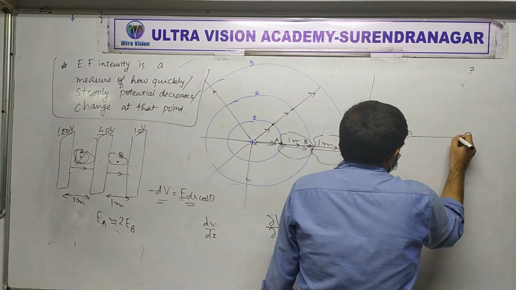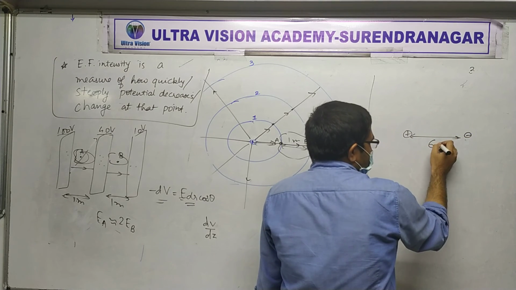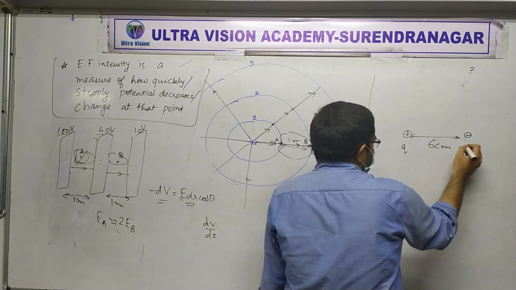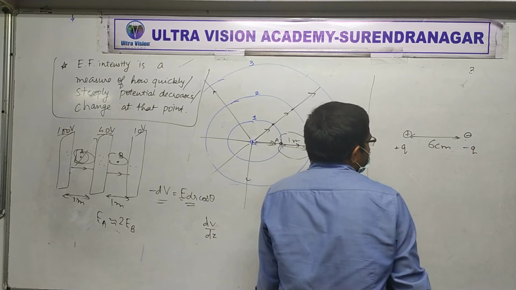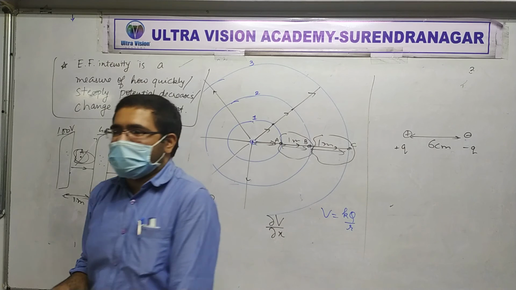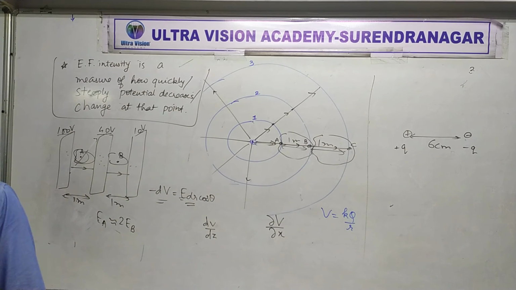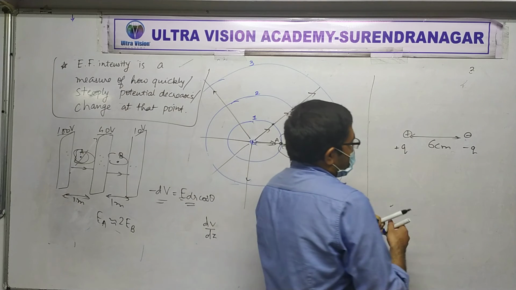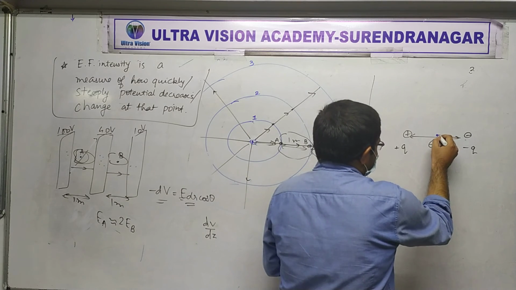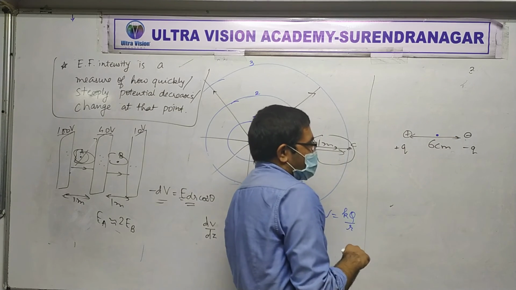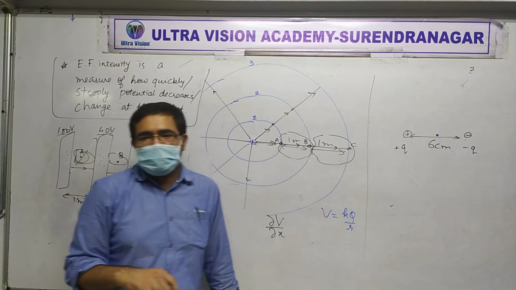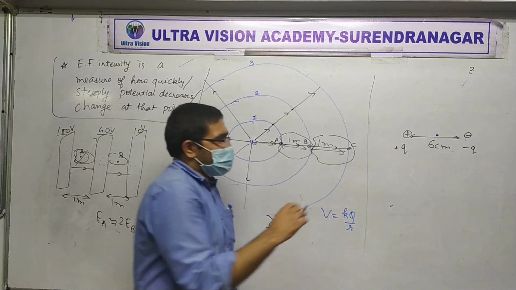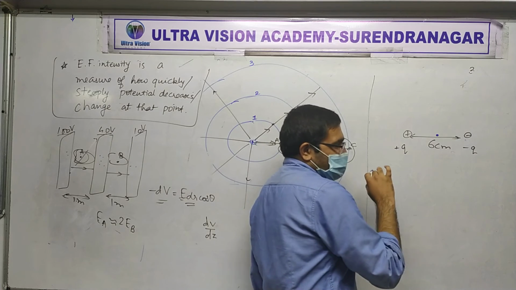Suppose these are the two charges, at a distance of 6 cm, plus Q and minus Q. We have to identify one equipotential surface. What is the meaning of equipotential surface? All points on that surface should have the same potential. Let's take the easiest one. At the midpoint of these two, how much is the potential?